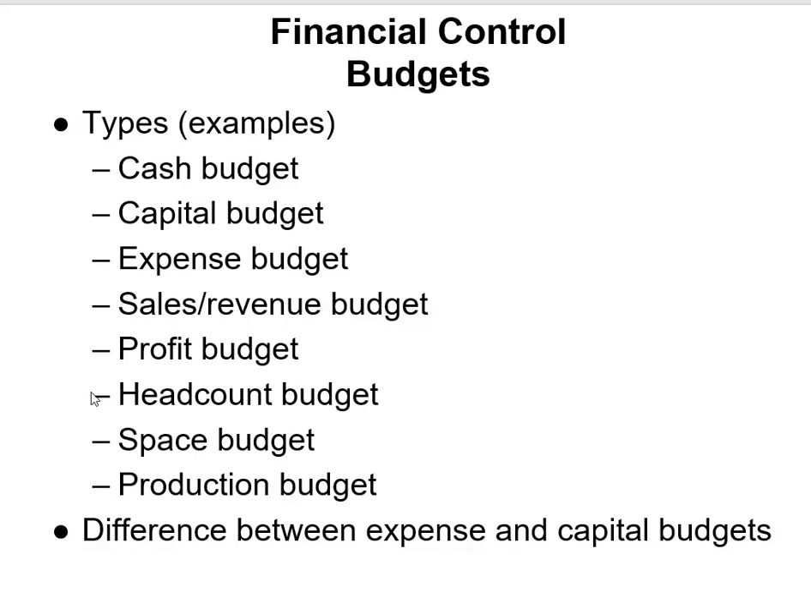Believe it or not, in terms of controlling, there was a point when Lucent did not know how many employees it had. That's nuts. You're clearly out of control if you don't know how many employees you have. Space, how much floor space do you have? How many buildings? How many office space? Production. These are just all different types of budgets that you might have. And we talked about the difference between expense and capital budgets. They need to be kept separately.